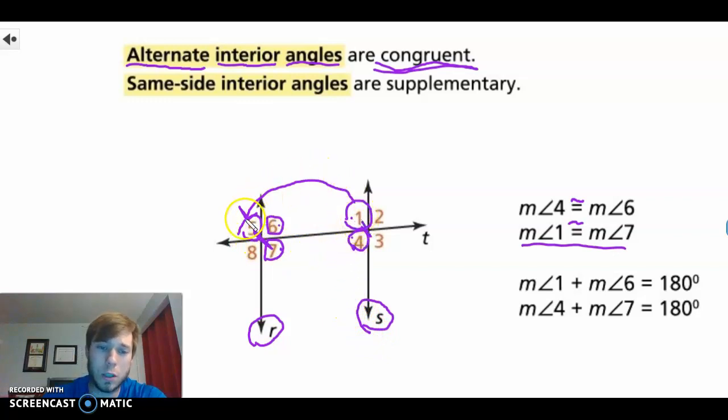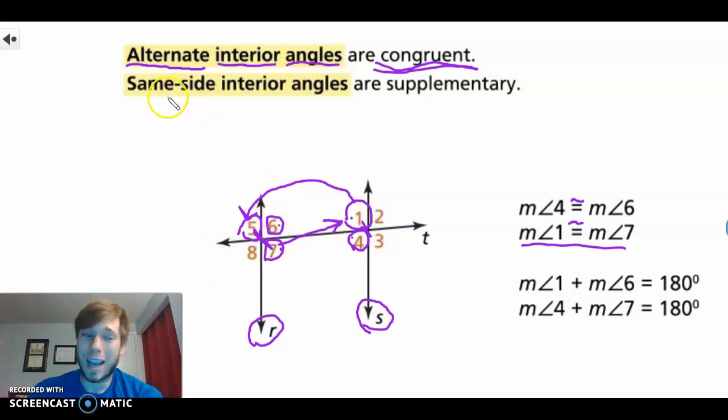So since these corresponding angles are congruent to each other, and 5 and 7 are congruent to each other, that would also make 7 and 1 congruent to each other. So if 5 and 7 are congruent, and 1 and 5 are congruent, that means 1 and 7 must also be congruent to each other.